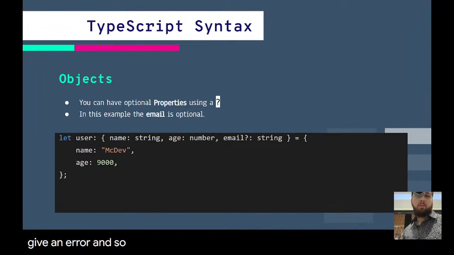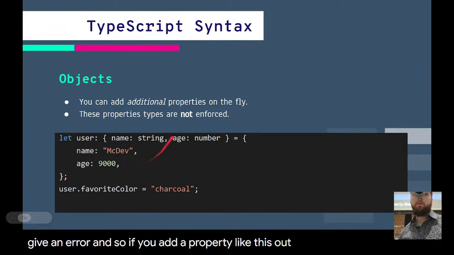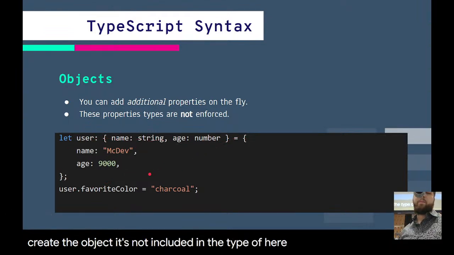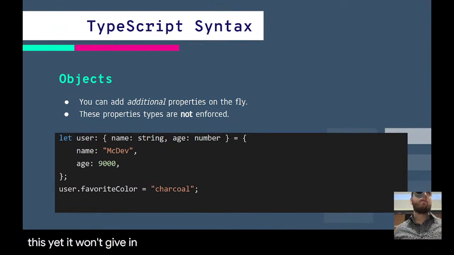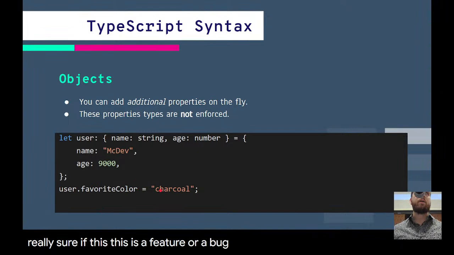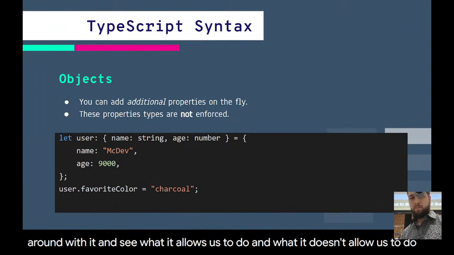If you add a property like this outside of when we initially create the object, it's not included in the type up here. I believe, from what I've read, though I haven't tested this yet, it won't give an error if you switch the type around. That's why I'm not really sure if this is a feature or a bug of adding properties after we've initially created the object. But if I remember and we have time, we can play around with it and see what it allows us to do and what it doesn't allow us to do.